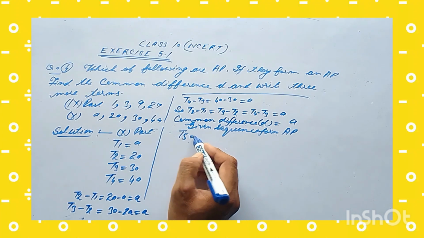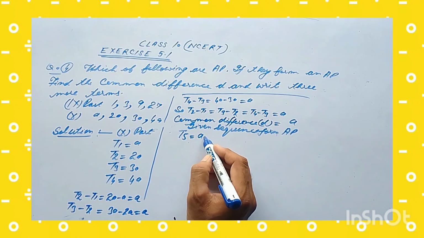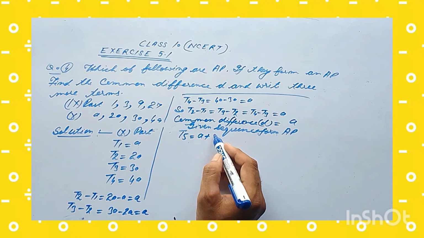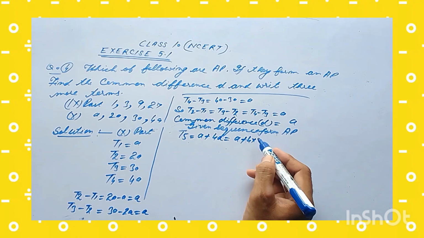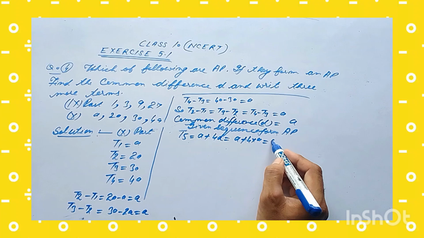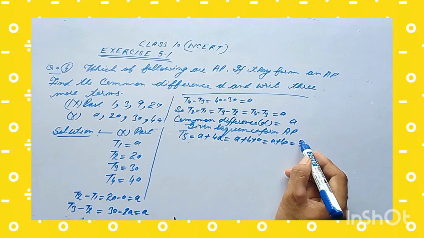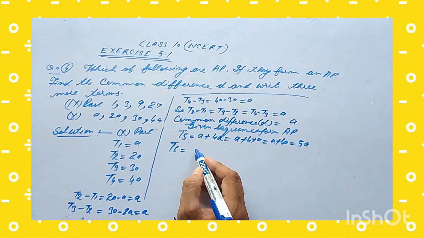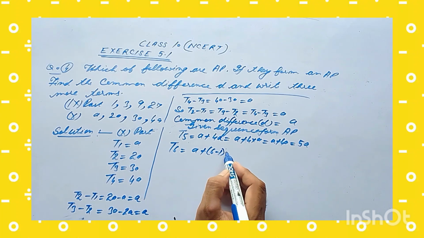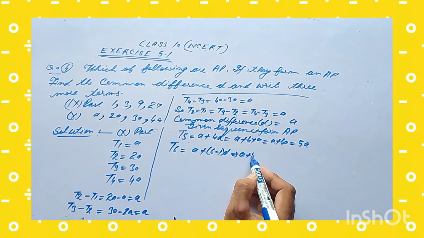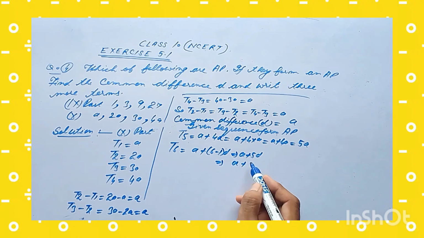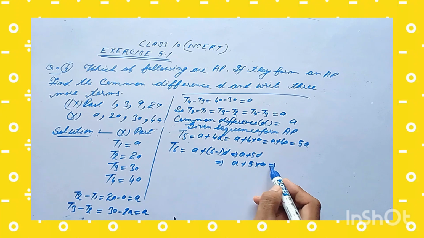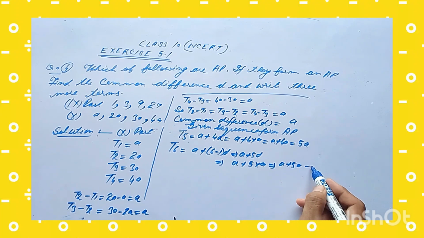Now fifth term that is a plus n minus 1 d, a plus 4d, value of a that is a, difference that is a, a plus 4a that is equal to 5a. T6, a plus n minus 1 d, a plus 5d, the value of a is a, difference that is a, we have a plus 5a, that is equal to 6a.